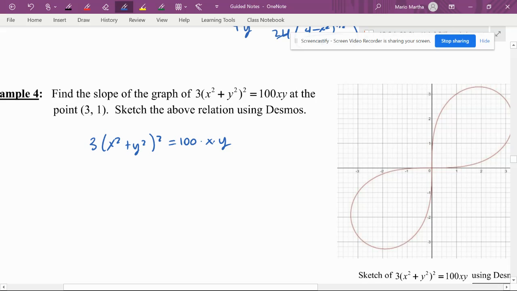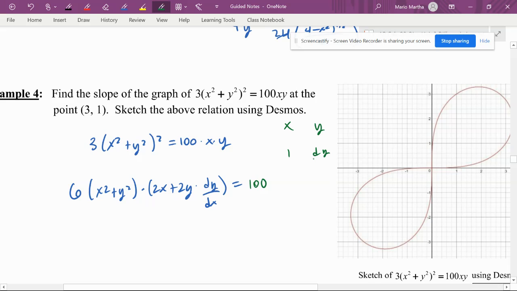So here we have 3 times 2 gives us 6. And then x squared plus y squared, and then times the derivative of the inside, which would be 2x plus 2y times dy/dx. If you take the derivative of the right side, we end up with 100, right? And then xy, this is going to be 1 times dy/dx down here. The derivative of y is just dy/dx. Remember that always? Okay, so this would be 100 times (x dy/dx plus y).